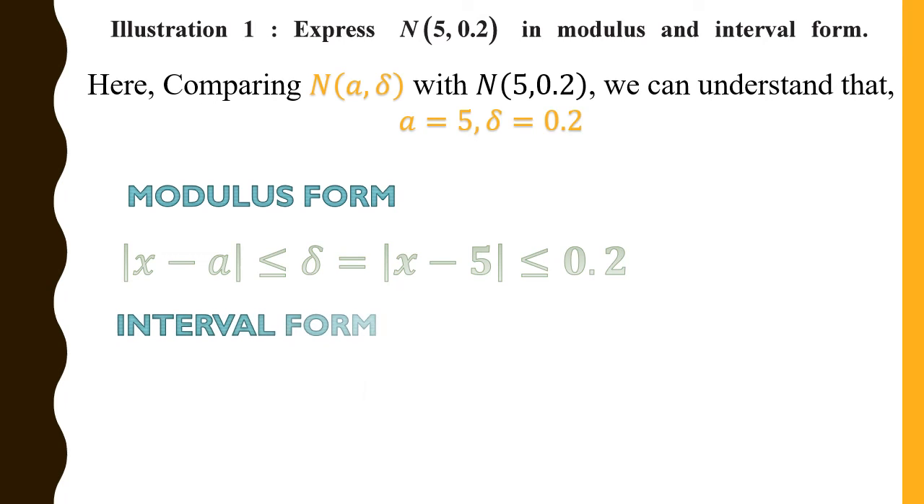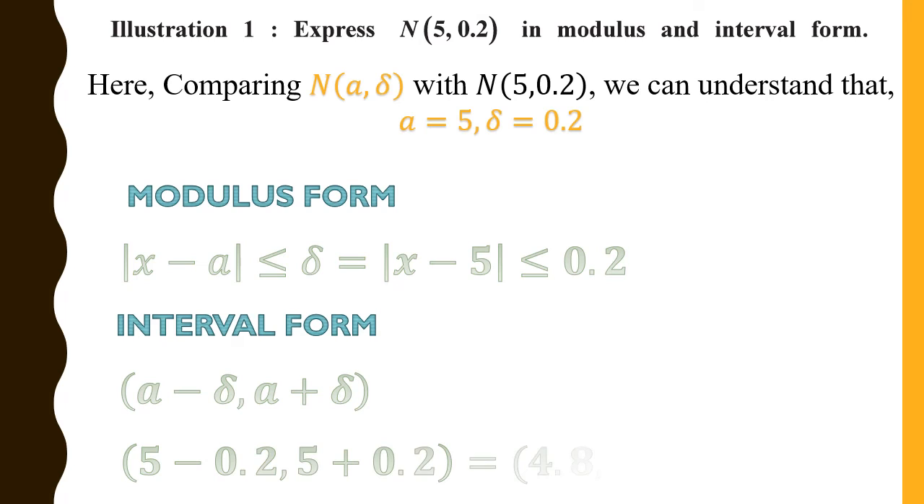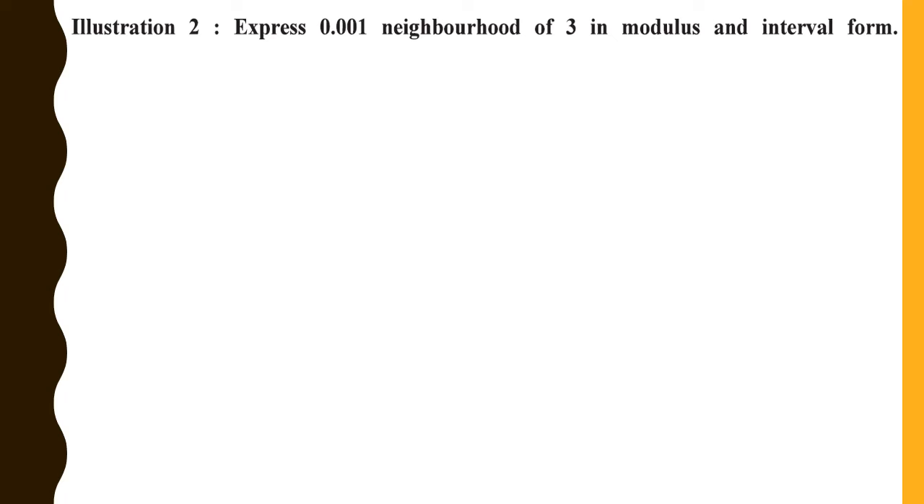Next is the interval form. We know that the interval form is a minus delta, a plus delta. We replace a and delta with 5 and 0.2. Adding and subtracting, we get 4.8 and 5.2. That means the interval for the current variable is 4.8 to 5.2. The maximum value is 5.2 and the minimum value is 4.8. So variable x lies between 4.8 and 5.2. It's very simple.